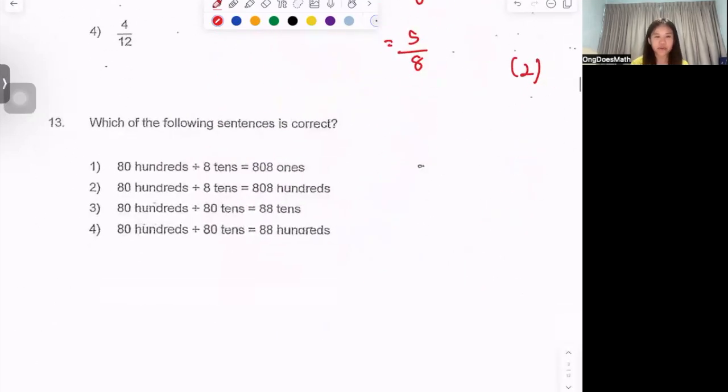Next, which of the following sentences is correct? So we'll do it one by one.